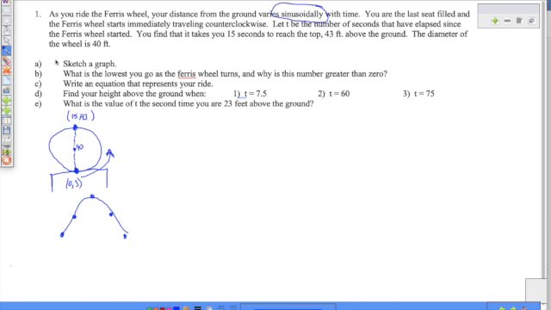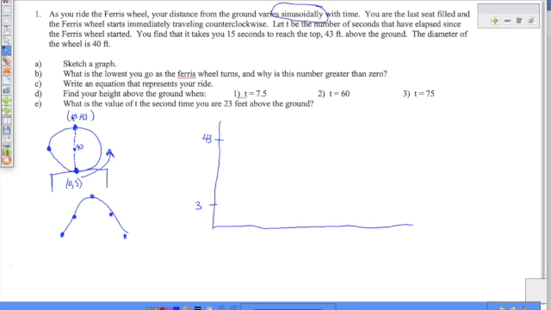So it says sketch a graph. So I'm missing some things in here that'll help me sketch the graph. So let's see what I do have. All right. So I do know my highest point is 43, and I know the lowest I went is 3 feet. I could try to find this point right here.